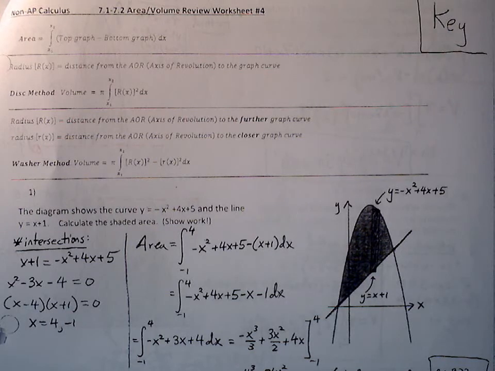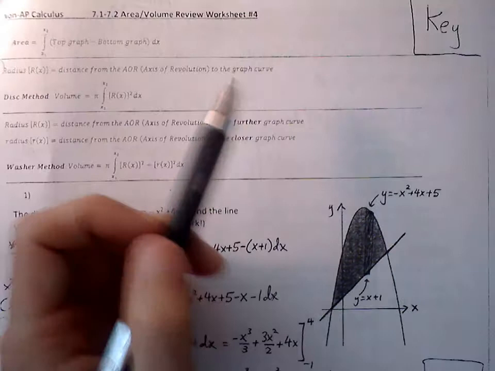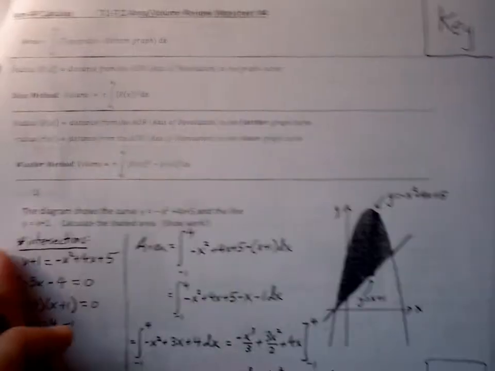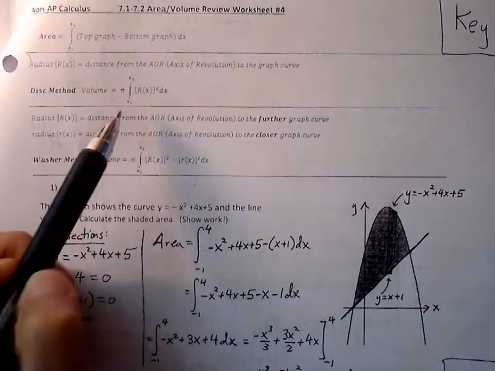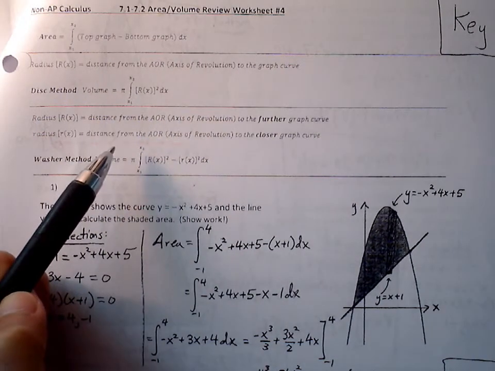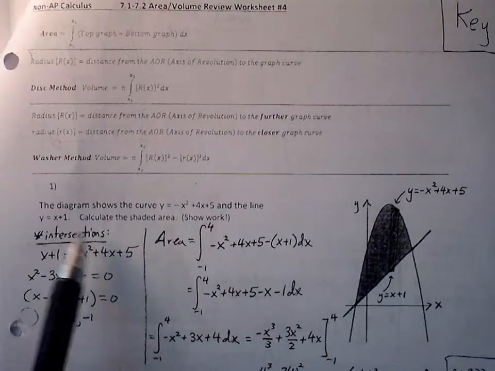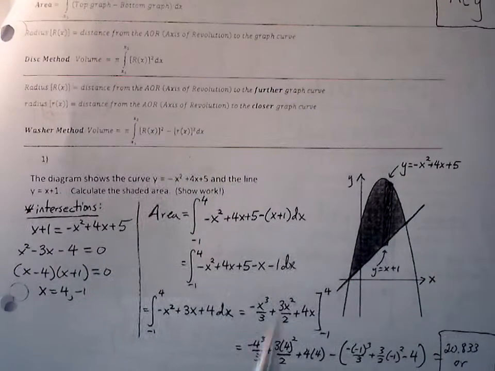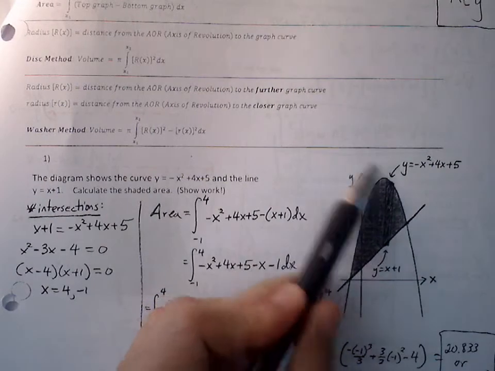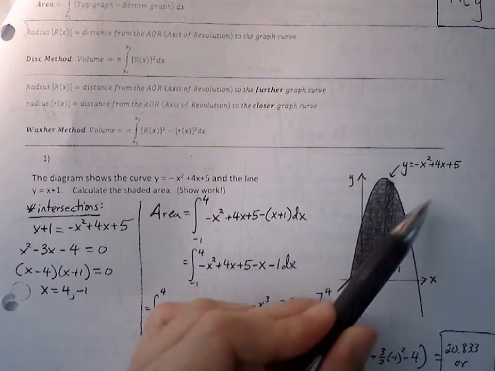Let's look at review worksheet number 4 over chapter 7.1 and 7.2, working with area and then also adapting area to find volume of rotated objects. So number 1, we have a graph showing the negative x squared plus 4x plus 5. That's this parabola here. And the line y equals x plus 1.